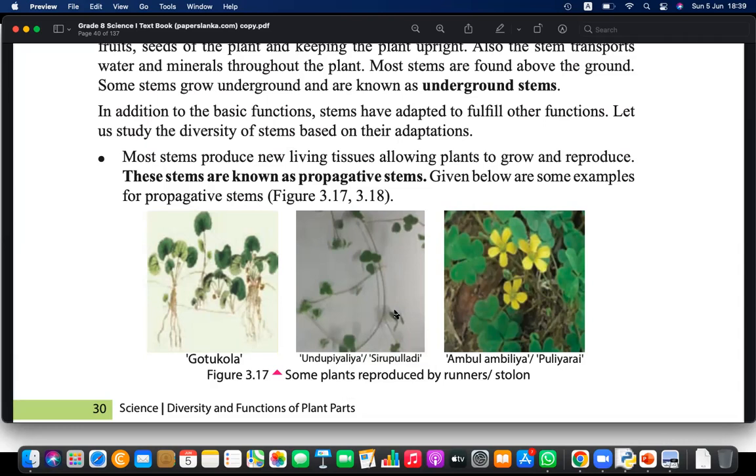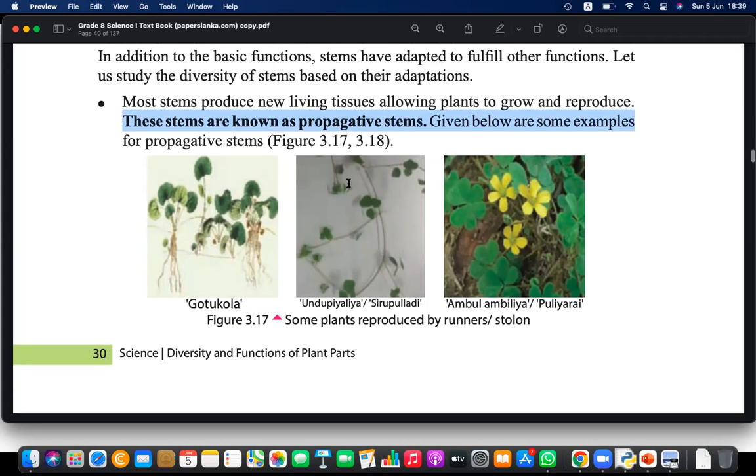But these stems are actually subaerial. Sometimes you can say this is aerial, but it is not really, it's subaerial. It seems like creepers, right? It's running on top of the surface, and it forms new plants from the stem. So these are called propagative stems. So it can generate.